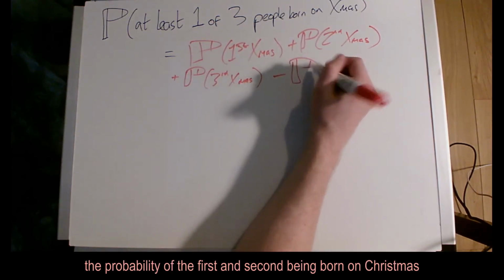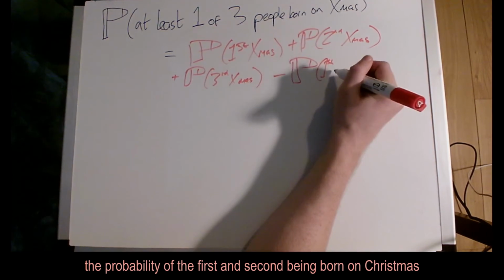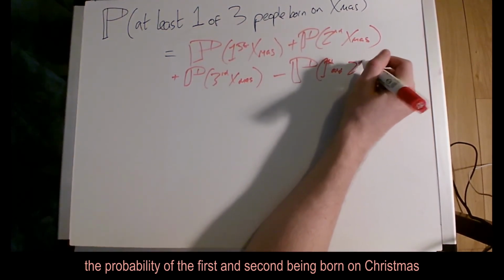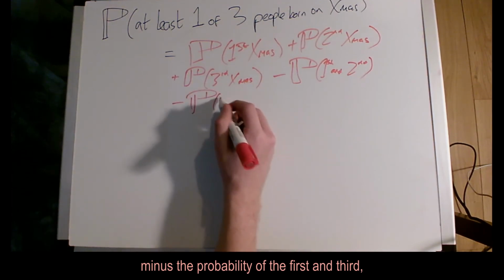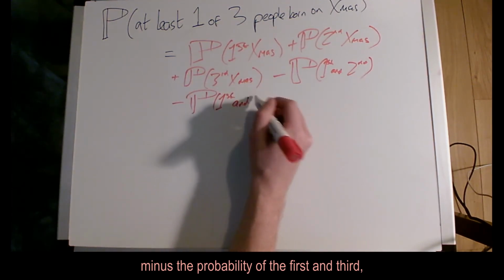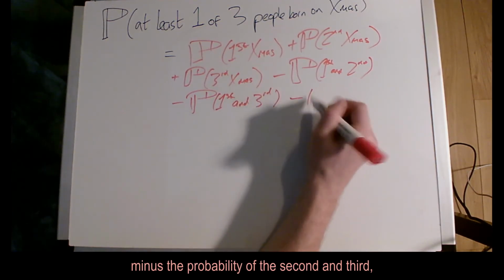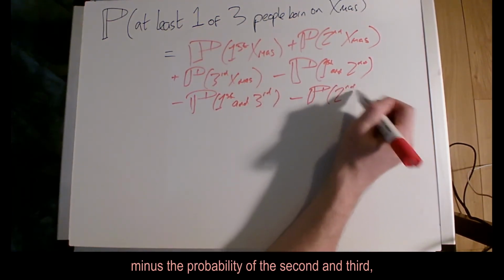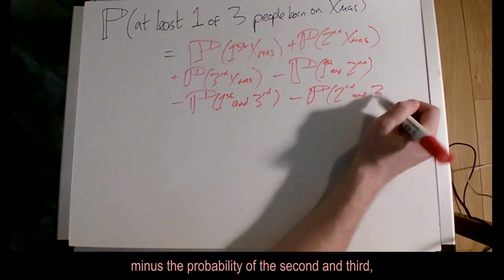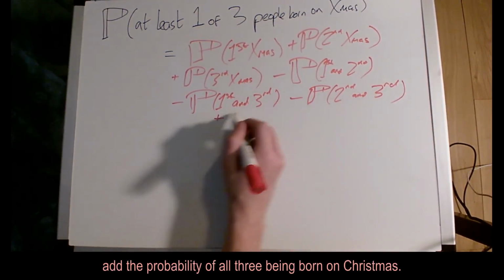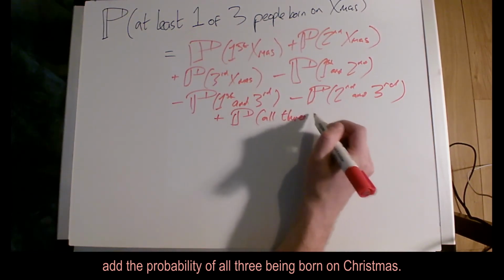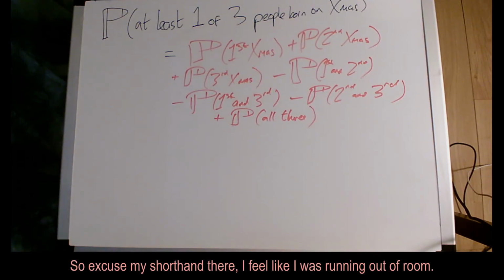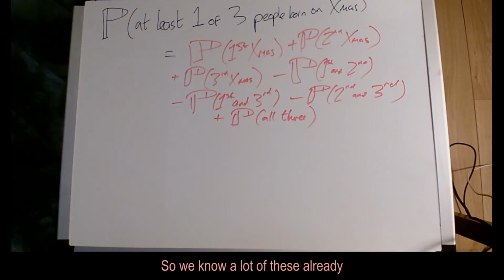minus the probability of the first and second being born on Christmas, minus the probability of the first and third, minus the probability of the second and third, plus the probability of all 3 being born on Christmas. So excuse my shorthand there, I feel like I was running out of room. So we know a lot of these already.